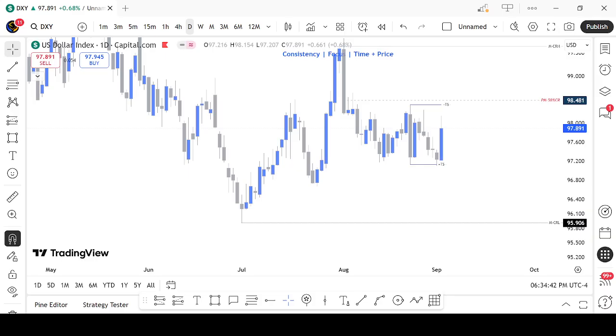If you are looking for where the next big move is on for DXY, Euro, GBP and Bitcoin, then you are at the right place. So today I'm going to show you where the next move is going to be on the following pairs. So stick around and let's dive in.